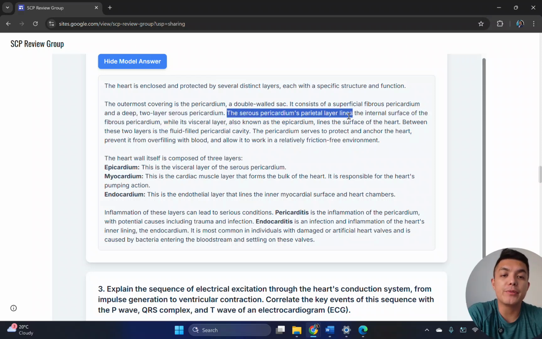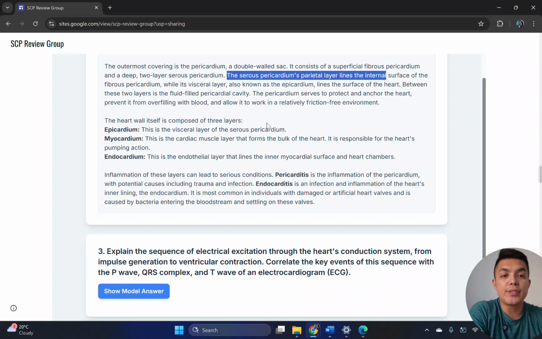The serous pericardium's parietal layer lines the internal surface of the fibrous pericardium, while its visceral layer, also known as the epicardium, lines the surface of the heart. And between these two layers is the fluid-filled pericardial cavity. It is filled with pericardial fluid. The pericardium serves to protect and anchor the heart, prevent it from overfilling with blood, and allow it to work in a relatively friction-free environment.